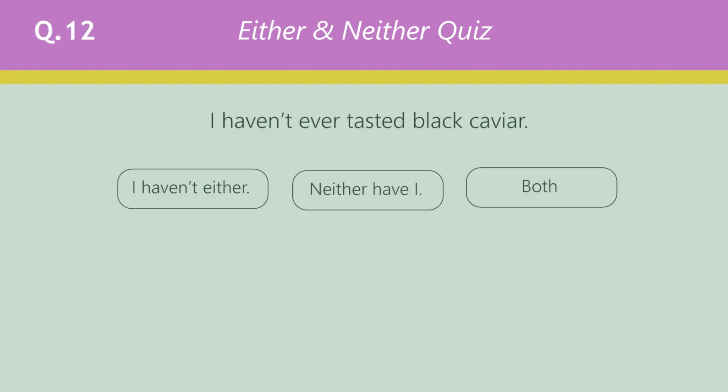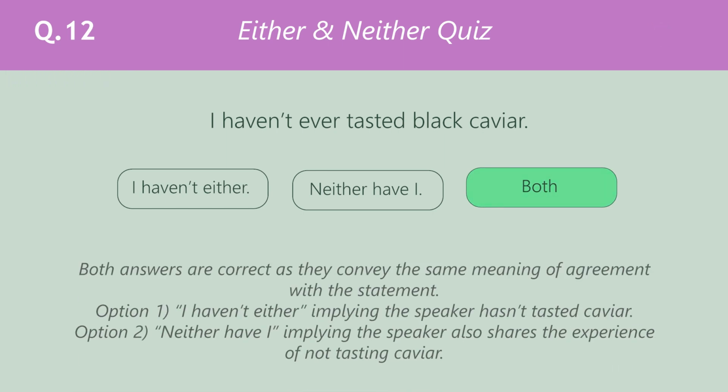Question 12. I haven't ever tasted black caviar. Which answer is correct? Both answers are correct as they convey the same meaning of agreement with the statement. Option 1. I haven't either, implying the speaker hasn't tasted caviar. Option 2. Neither have I, implying the speaker also shares the experience of not tasting caviar.